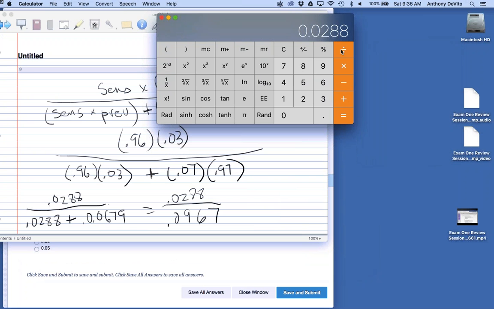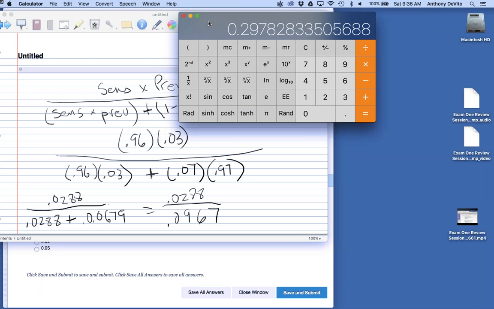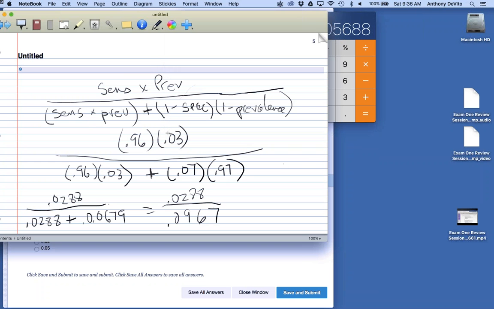0.0288 divided by 0.0967 equals 0.297, or about 29.8%, which was the same answer that we got before. Which is a Christian miracle because, like I said, I never seem to get it right first time. However, by doing this both ways, I kind of nailed it down here. I know that I didn't miscalculate here, which is very easy to do, right?